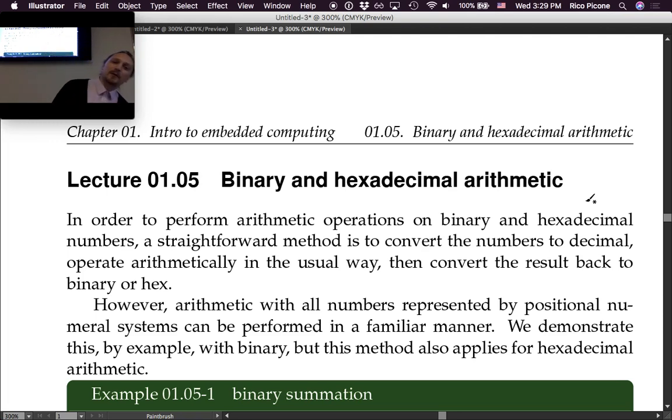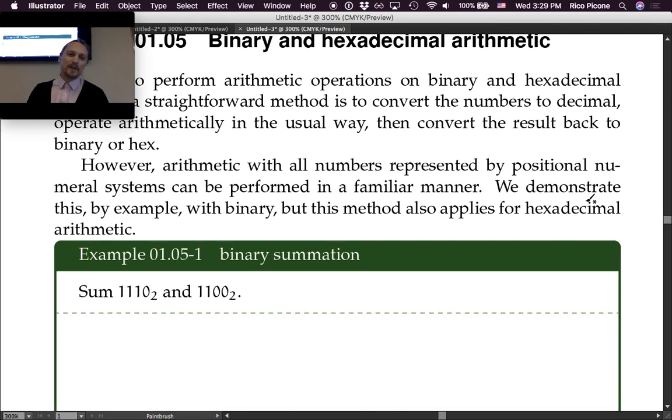However, arithmetic with all numbers represented by positional numeral systems can be performed in a familiar manner. We demonstrate this by example with binary, but this method also applies for hexadecimal arithmetic. It's just that hexadecimal overflows at 16 instead of 2. So, yeah.